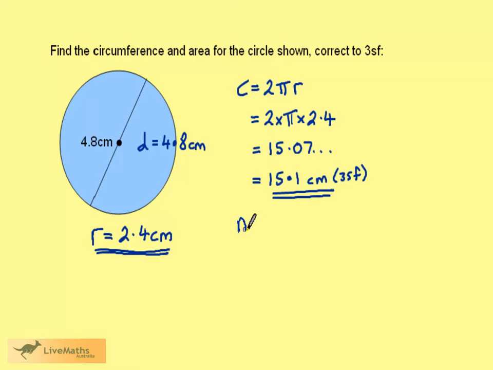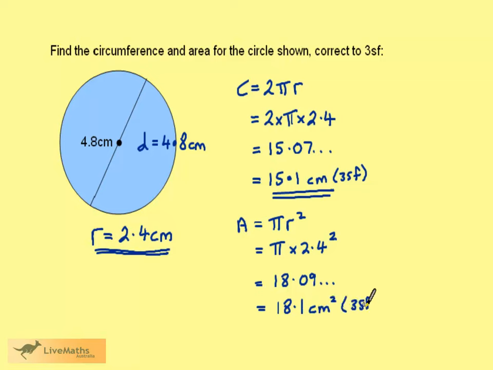The area is given by pi times the radius squared. So we have pi multiplied by 2.4 squared. Calculating this, we get 18.09 and so on, which is 18.1 centimeters squared, correct to 3 significant figures.